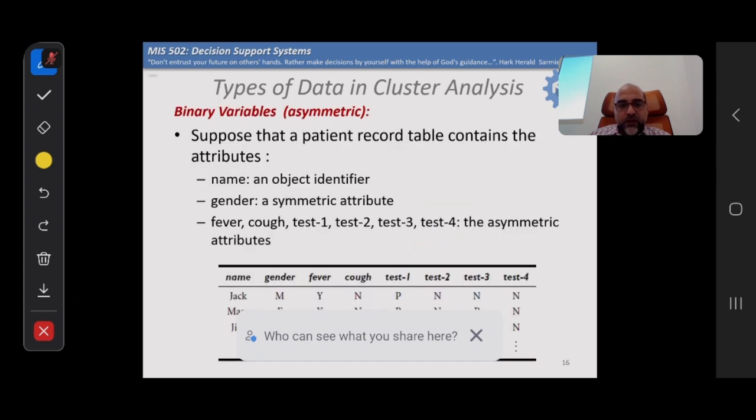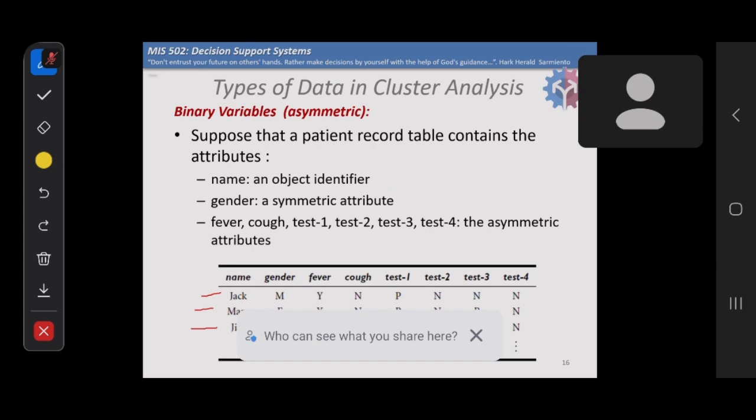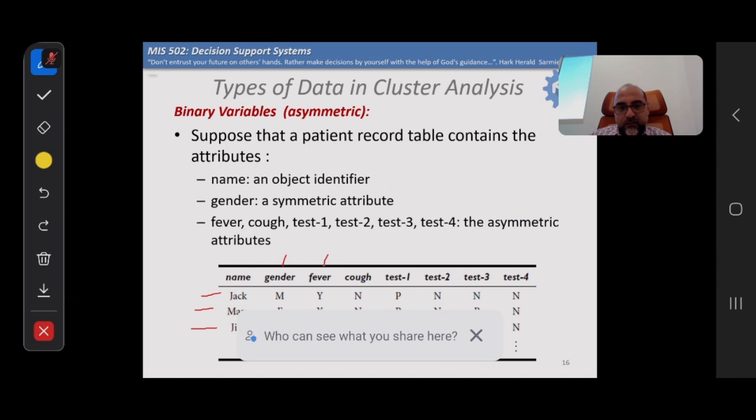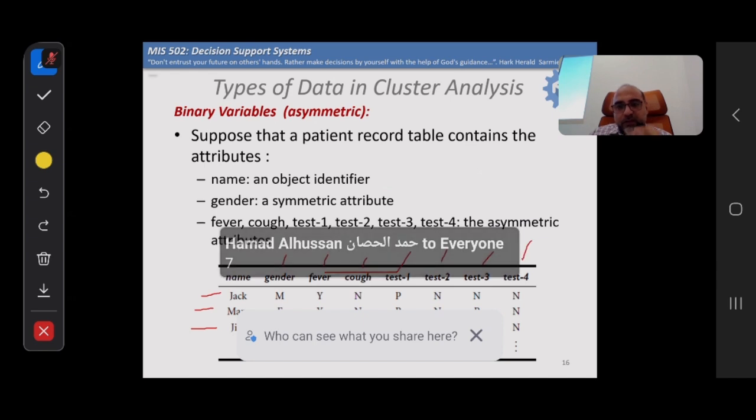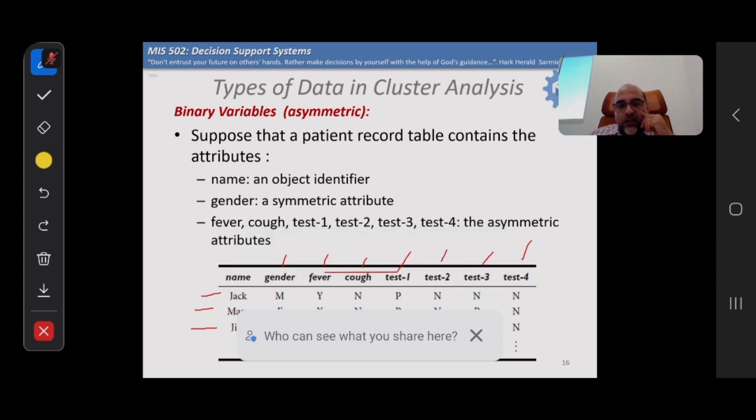Let me give you a very quick example here. How many objects are here in this example? 3. How many characteristics do they have? How many variables are we considering? 7. All of these are binary, meaning that you're trying to identify similarity between patients.